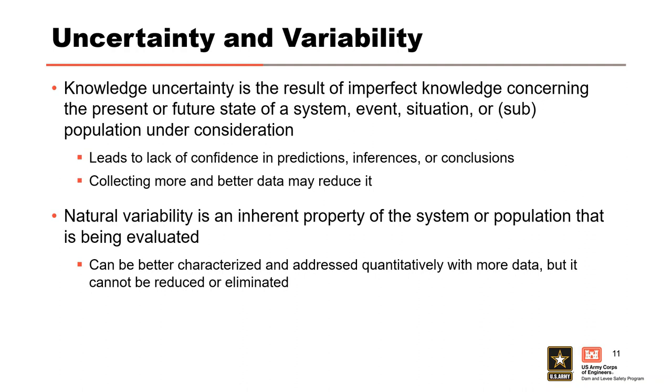Natural variability is an inherent property of the system or population that is being evaluated. This is something that can be better characterized and addressed quantitatively with more data, but it can never be reduced or eliminated. Session 3 of this course will discuss uncertainty in more detail.